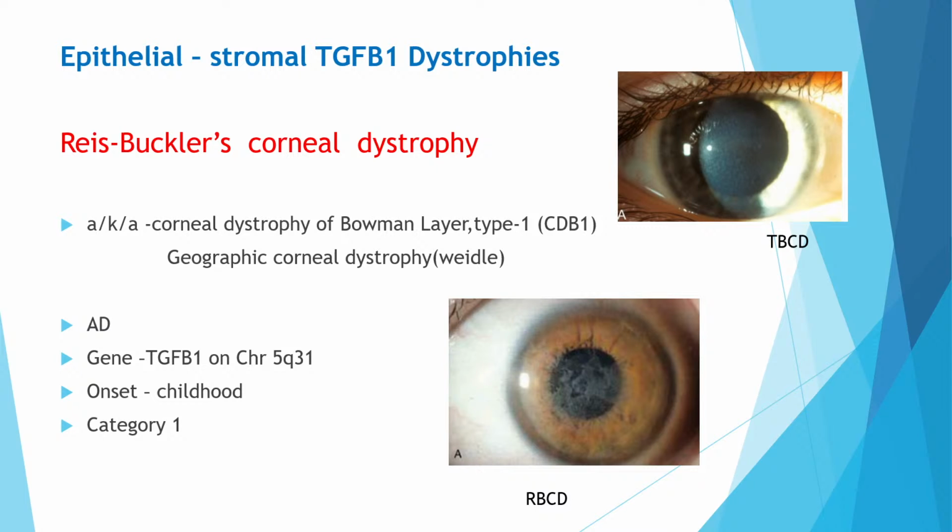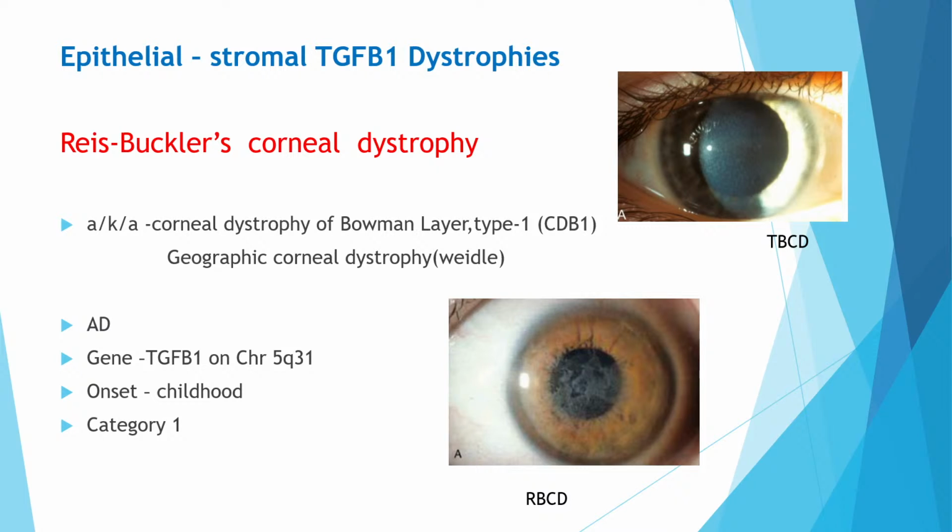Reis-Bücklers corneal dystrophy is also known as geographic corneal dystrophy. It is autosomal dominant. The gene involved is TGFBI on chromosome 5q31. Onset is since childhood. It belongs to category 1. It has a similar picture to Thiel-Behnke corneal dystrophy, and it should be differentiated from it.